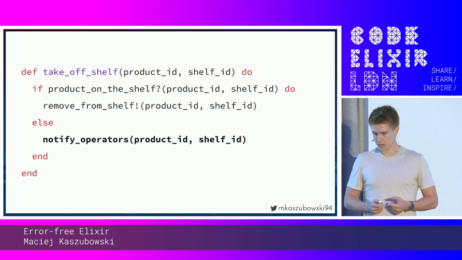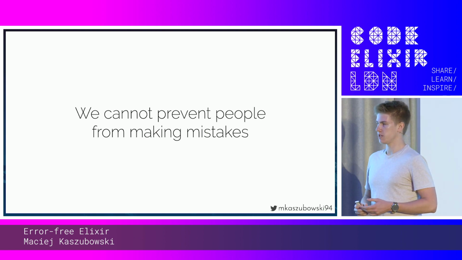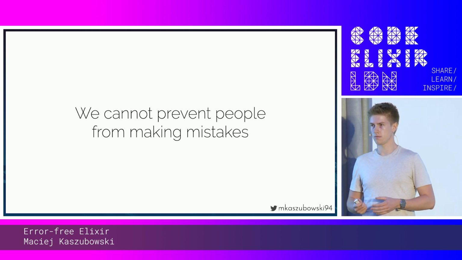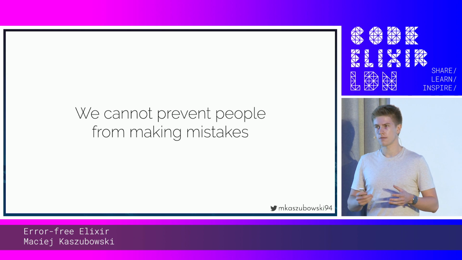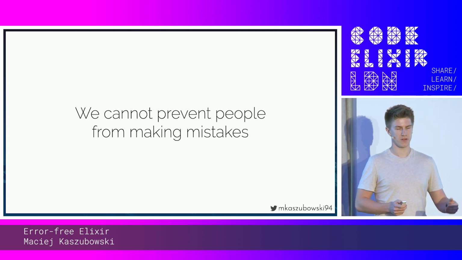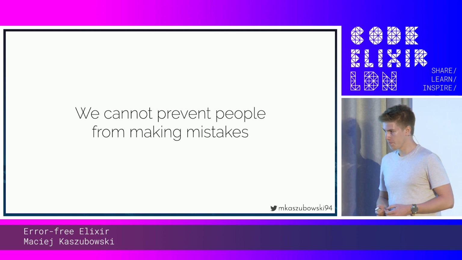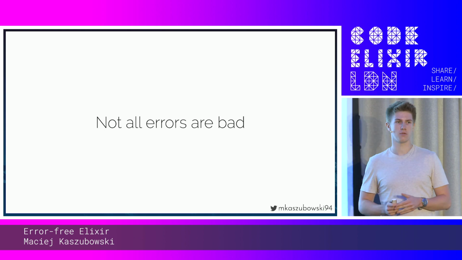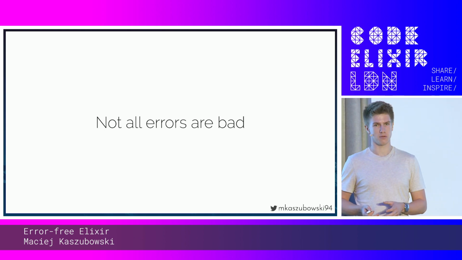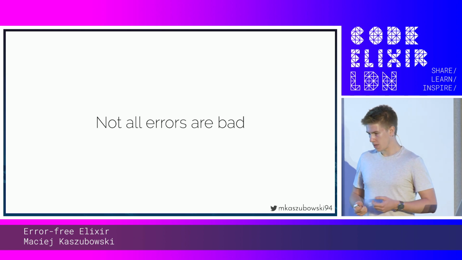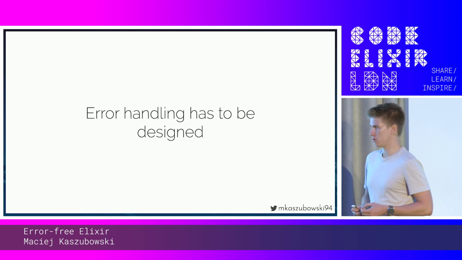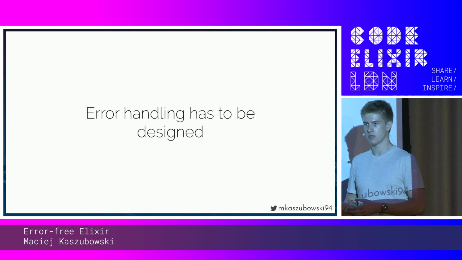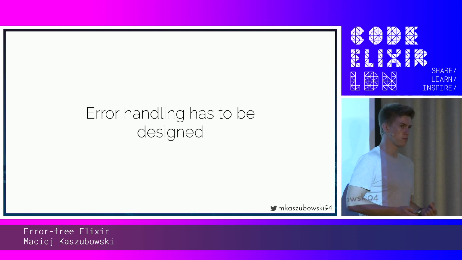So the important thing here is to realize that we cannot prevent people from making mistakes. And trying to always handle that error in a way that prevents the user from doing that is not valuable. Because not all errors are bad. Some of them are useful. Some of them provide real valuable information about how people use our software. So error handling code has to be designed. We have to talk more about edge cases. We have to talk more about what each error means, whether it's valuable for us or not, whether it can be recovered from or not.